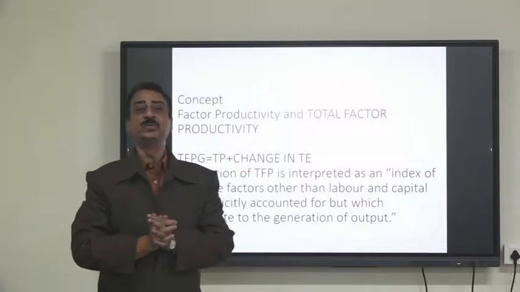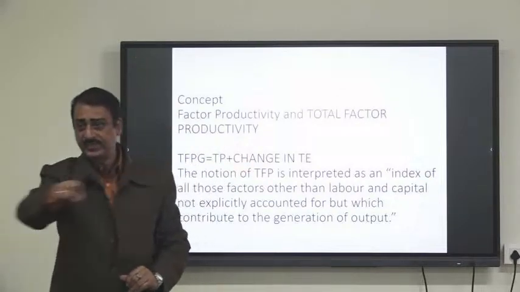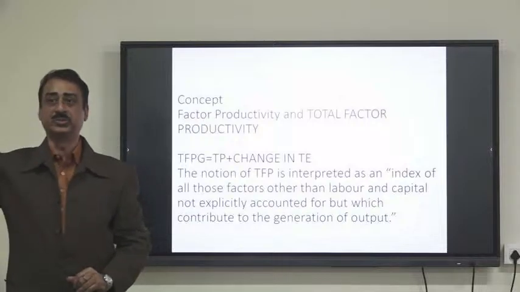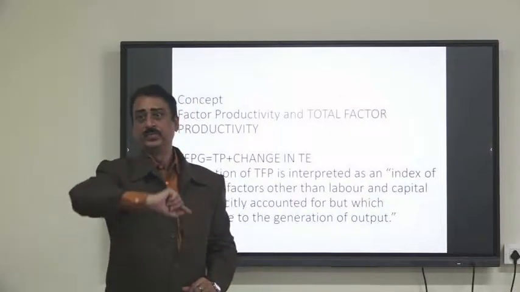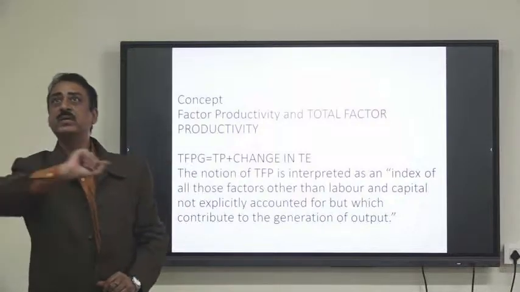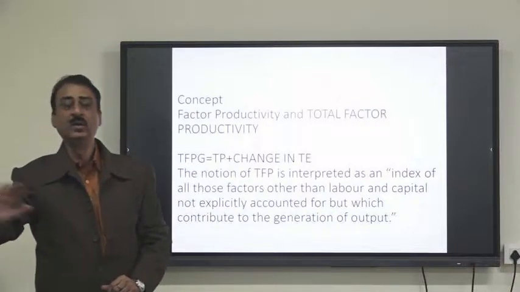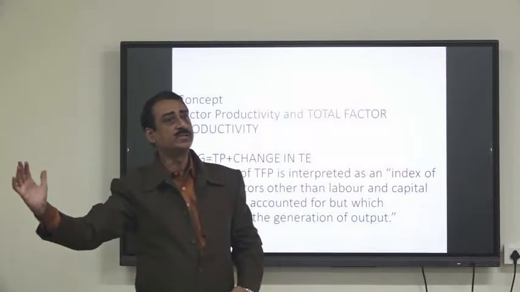See, technological progress would mean, suppose on the horizontal axis you are taking inputs, and on the vertical axis you are trying to take the output. So you will be able to see an inverted U-shaped relationship. That is called your production frontier.